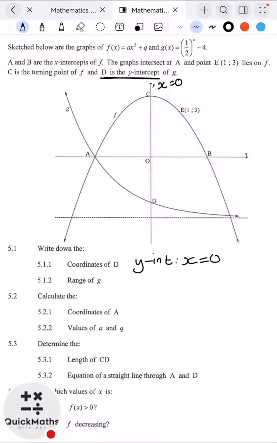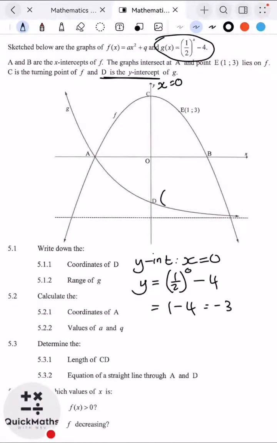We have the equation of g, which is our exponential. So let's take the equation and make x 0. I'm going to write it in terms of y. I'm going to say y is equal to a half, and remember, that must go in brackets, to the power of 0 minus 4. We know anything to the power of 0 is 1. So this is 1 minus 4, and that is minus 3. So the coordinate, remember, has an x and a y. The x value is what?